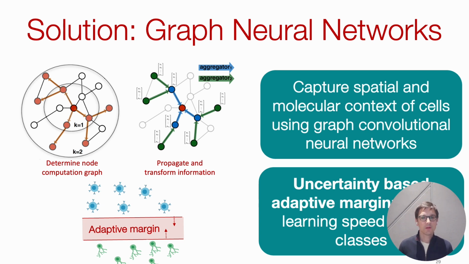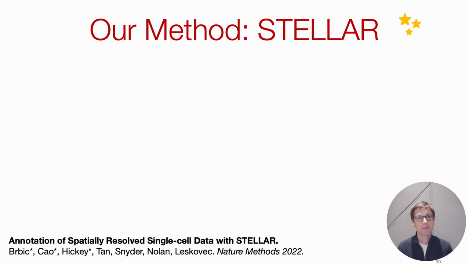And the second innovation is what we call uncertainty-based adaptive max margin sampling, which allows us to learn at equal speed in all parts of the space across all different cells. This is important because certain cell types are very easy to learn and certain others are very hard to learn. If you're not learning at equal speed across the entire thing, then you can focus on one class too much, and the model does not perform well.